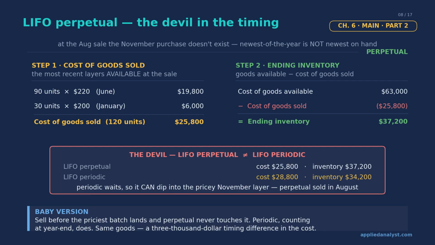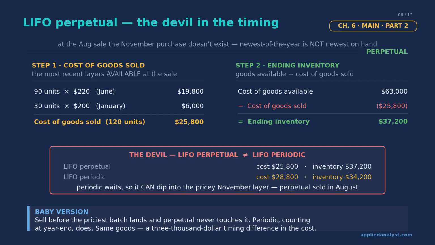Same goods, different answer. Why? Periodic waits until year-end so it can reach into that expensive November layer at $240. Perpetual already sold in August. Before November arrived, it never touched that pricey batch. LIFO grabs the newest pancake, but only from the pancakes already on the plate. In my teaching days, this exact question caught half the class every single semester. Somebody always reached for a layer that had not arrived yet. That one timing difference is worth $3,000 of cost of goods sold.